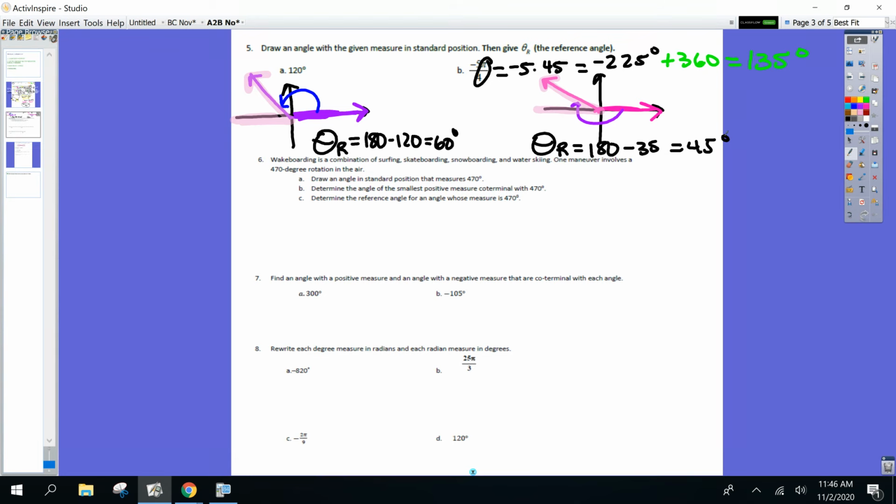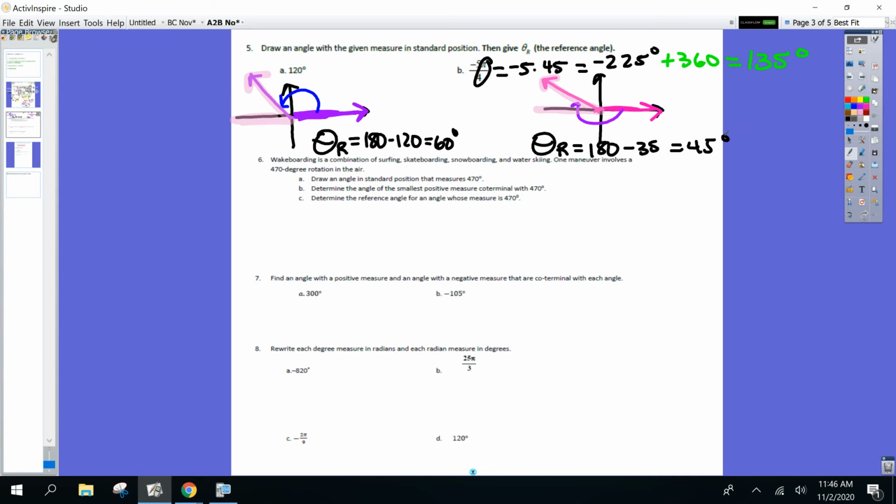Everyone's all good? I know I probably should have put different ones on, but if you have an angle in quadrant 3, how do you find the reference angle? If you have an angle in quadrant 4, how do you find the reference angle? Be prepared for the other quadrants too. Can I answer anything from you guys? All right, ready for 6?